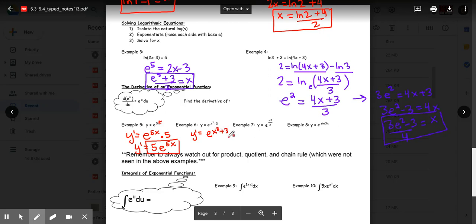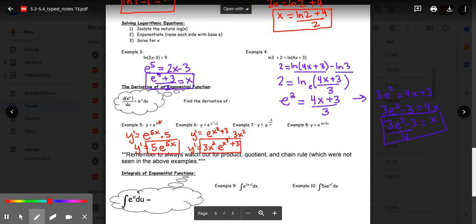What's the derivative of the power here? Derivative of the power is 3x squared. So all you do to clean it up is move that 3x squared out in front. And there you go.